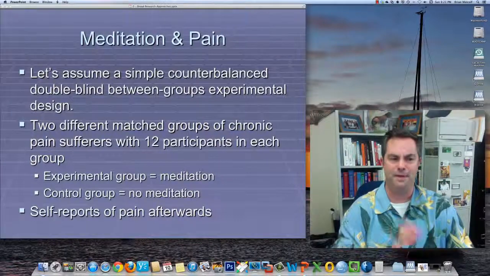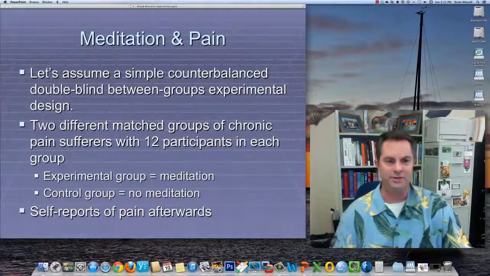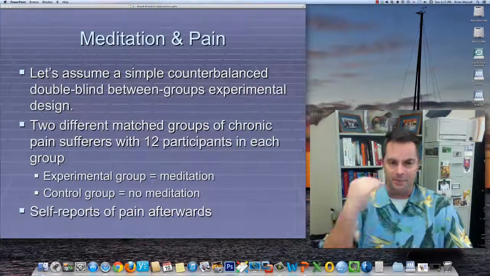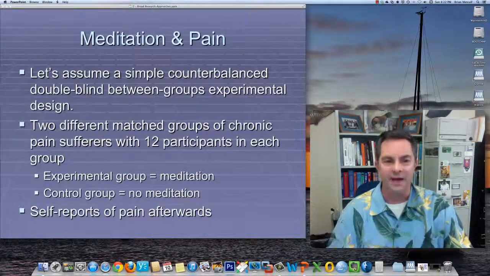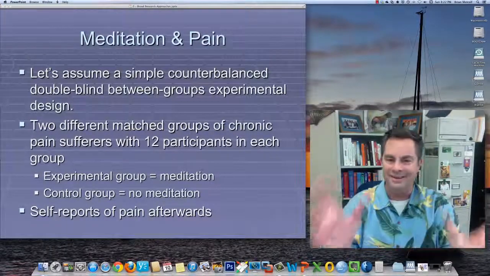Okay, so they're counterbalanced. They're double-blind. They're randomly assigned to the two conditions, and it's what we call a between groups design, in that it's two. We're pretending that we did this with two different groups.